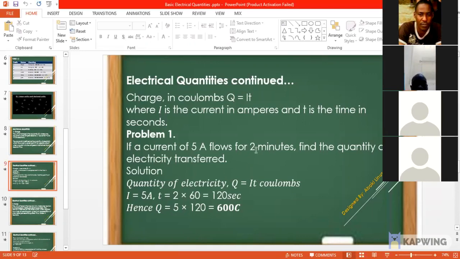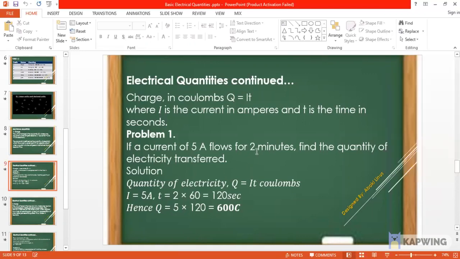If we have 2 minutes, that means we have how many seconds? 1 minute is equivalent to 60 seconds. So 2 minutes means we have 120 seconds. Exactly. So our quantity of electricity is 5, which is the current, times the time in seconds, that is 120, giving us 600 coulombs.